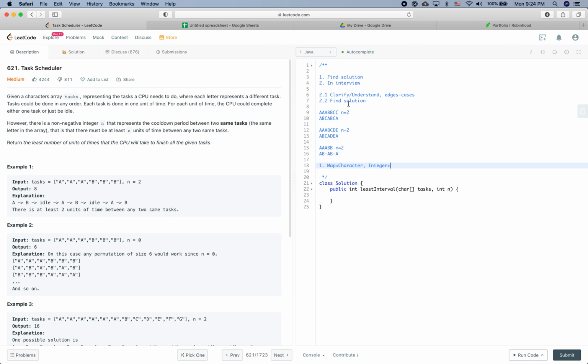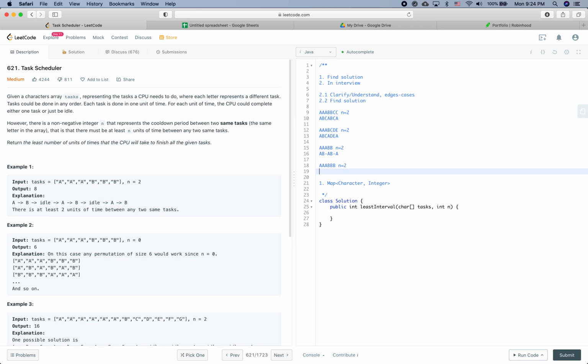Suppose we have another test case. Let's say we have A and then B, and N is equal to 2. What would happen? We have A dash dash, A dash dash, and A. So we fill B here, we fill B here, and we fill B here. This one is a little bit special because we have another B at the end.